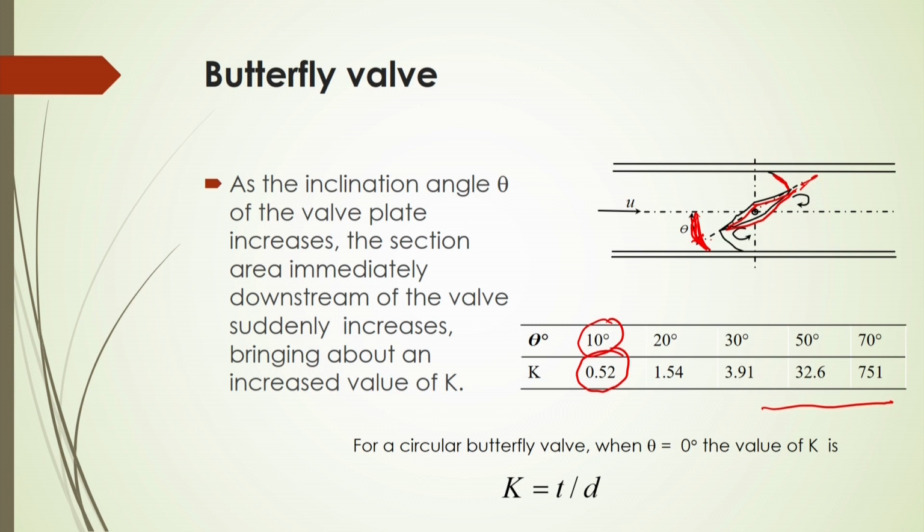Now, for a circular butterfly valve, when theta is equal to 0, the value of K will be equal to only t by D, where t is the thickness and D is the diameter of the pipe.